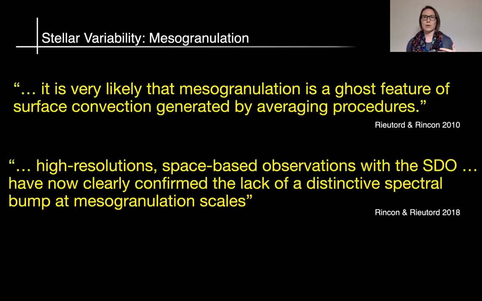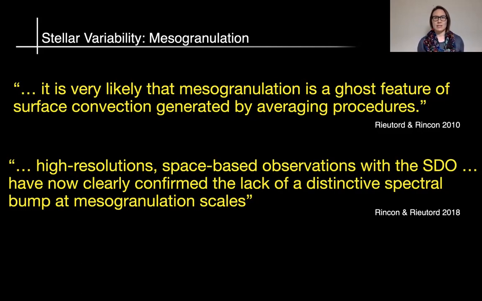There is another type of granulation that is talked about at an intermediate scale, which is mesogranulation. However, it is quite hotly debated whether mesogranulation, one, exists at all, or two, exists and is a true type of convection. Based on these solar reviews, from looking at supergranulation and collecting a lot of the literature, it's quite likely that mesogranulation is a ghost feature of surface convection generated by averaging procedures. So you might see a signal there, but it's probably not a true signal of convection. It's probably not true physics that we're looking at here.